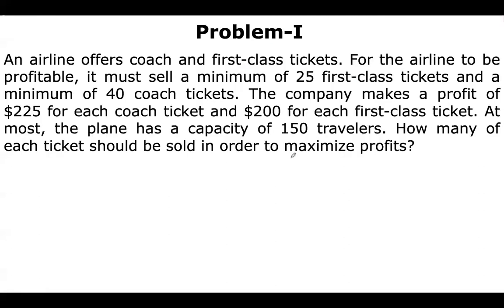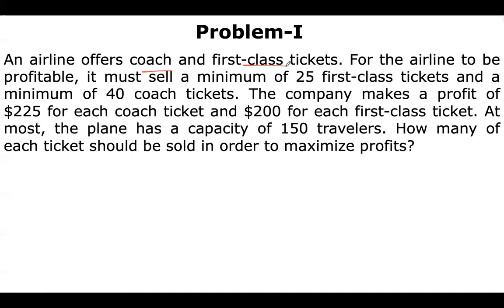So this is our problem. Let's study this problem first, then read it and understand it. Then we'll plot it on the graph. So an airline offers coach and first class tickets. So there's an airline which offers coach and first class tickets. For the airline to be profitable, it must sell a minimum of 25 first class tickets. That is, a minimum of 25 first class tickets should be sold if this airline wants to be profitable, and a minimum of 40 coach tickets.